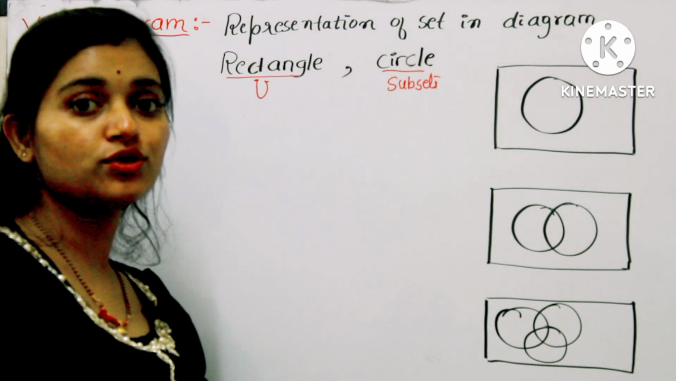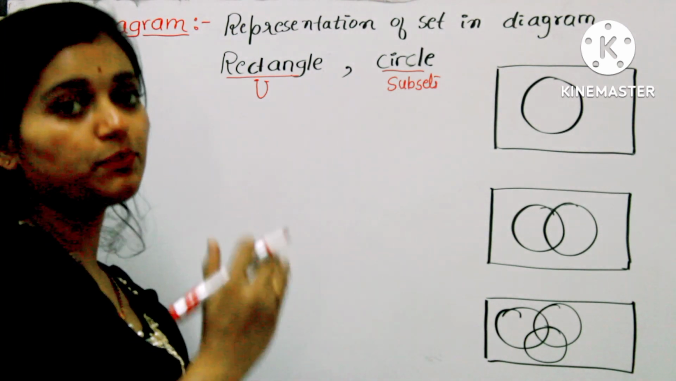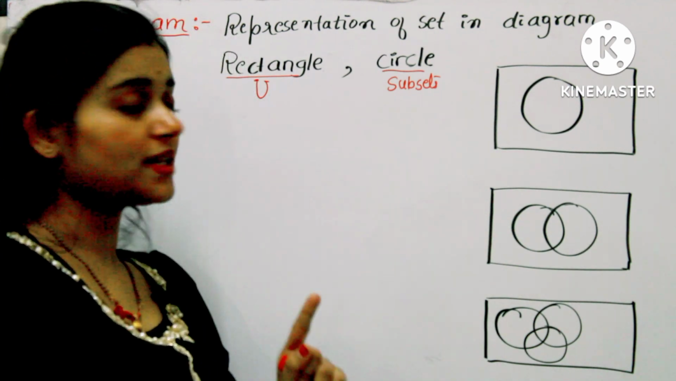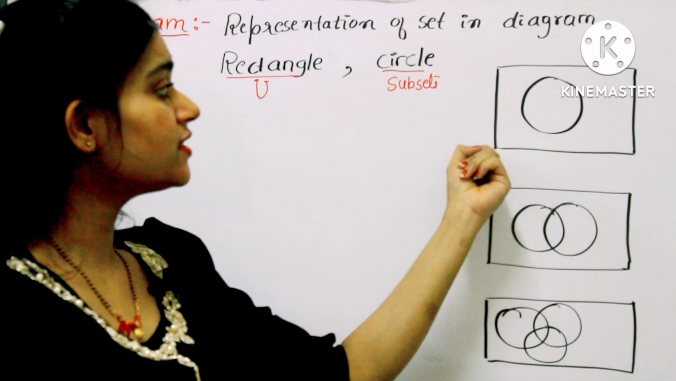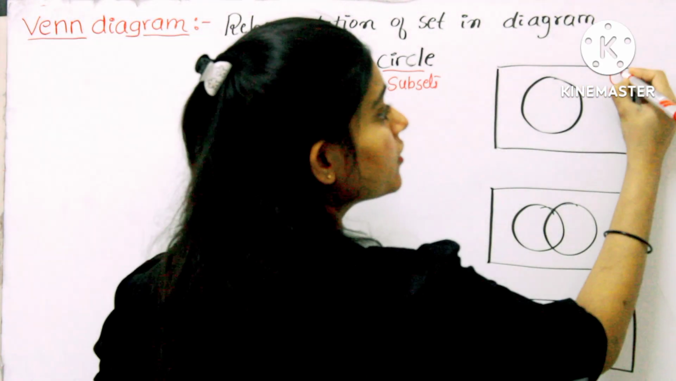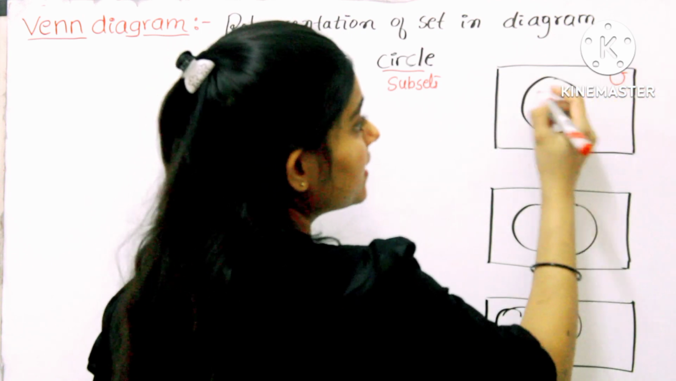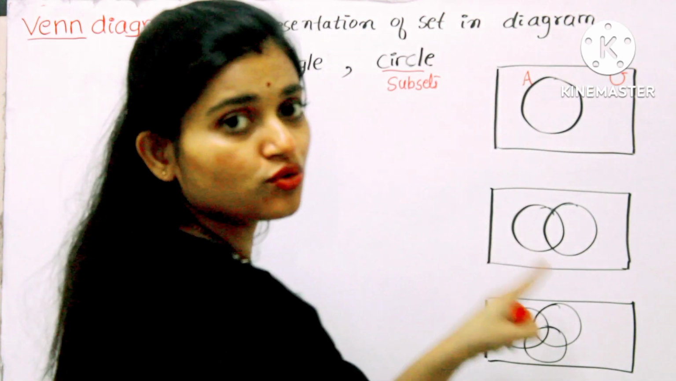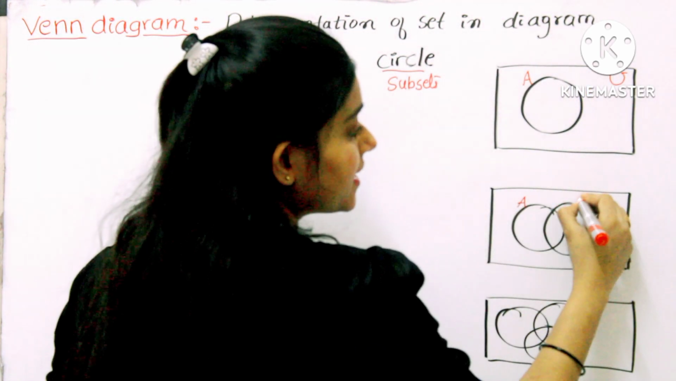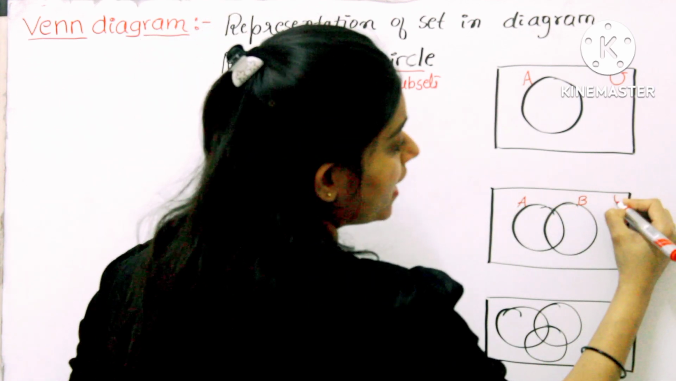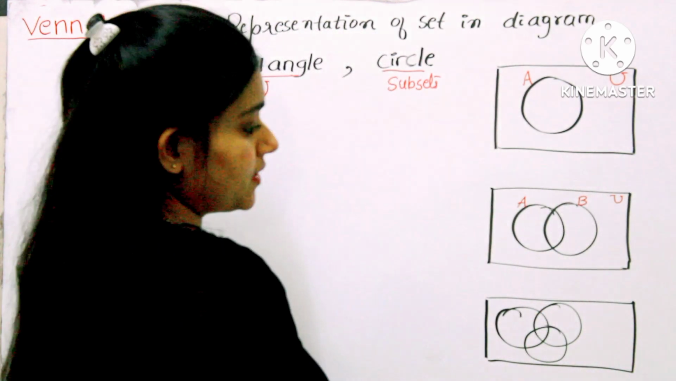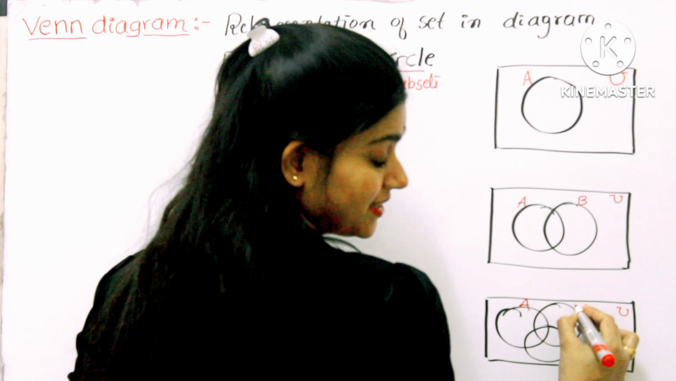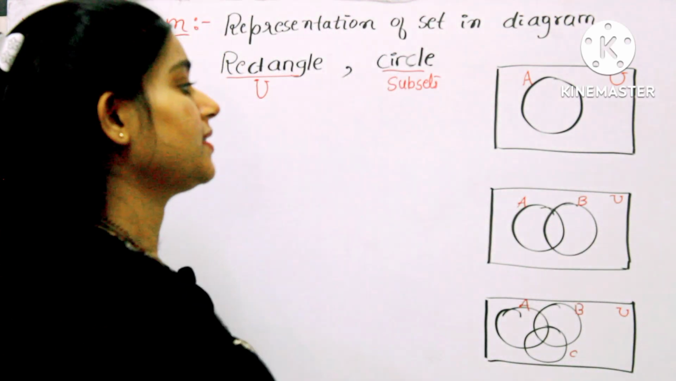Similarly, a circle is used to indicate subsets. So the universal set has subsets, correct? If it has one subset, then we draw it like this: this rectangle represents the universal set and this circle represents one subset of the universal set. If there are two subsets, then we represent them as A and B. You have to draw two circles, and the rectangle represents the universal set. Here also this is the universal set, and if there are three circles, three subsets, then A, B, C.